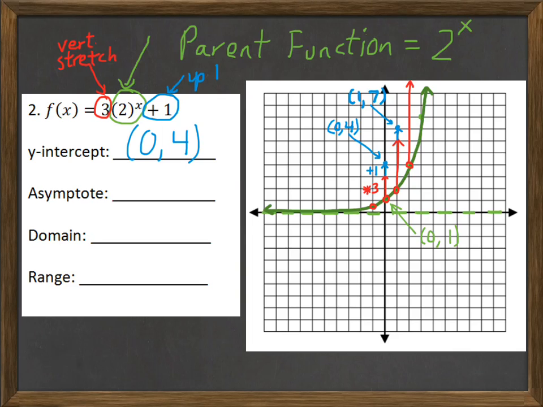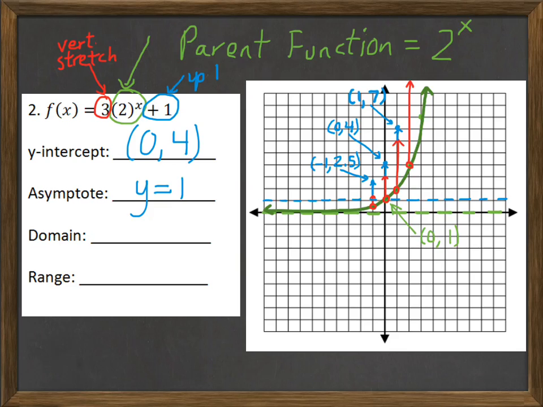And let me transform the point (-1, 1/2). I'll erase some of that to get some room. Okay? If I multiply the y-coordinate by 3, that would give me 1.5. Then add another 1, and it's 2.5. So I have (-1, 2.5). What about the asymptote? Well, it's moved up 1, so my asymptote now is y equals 1.